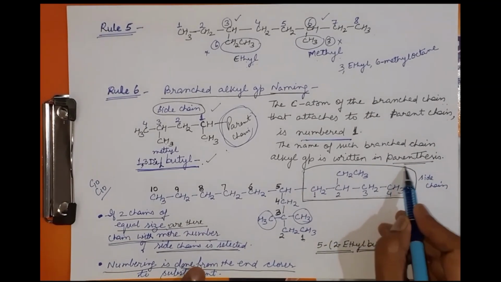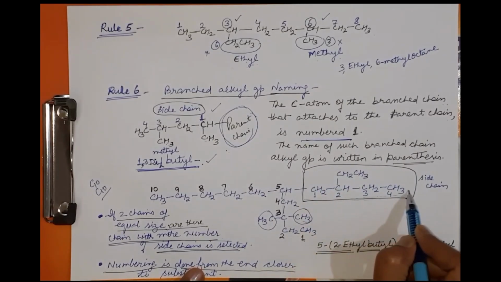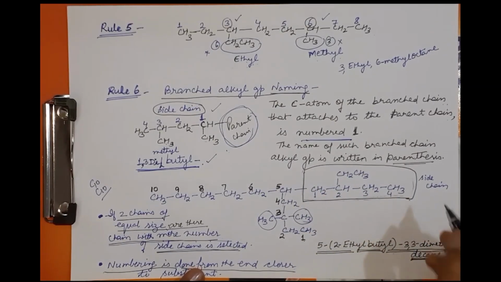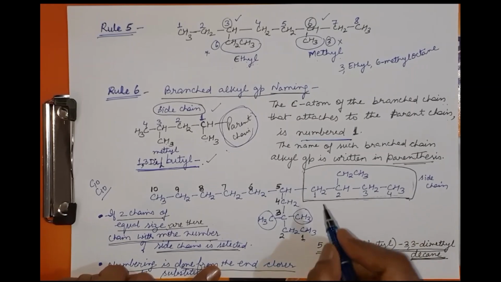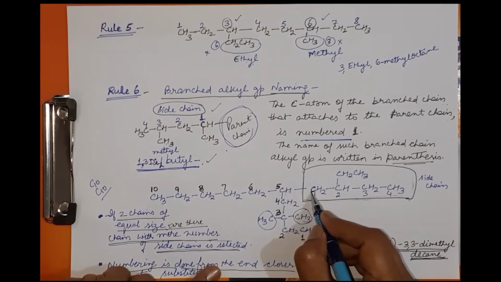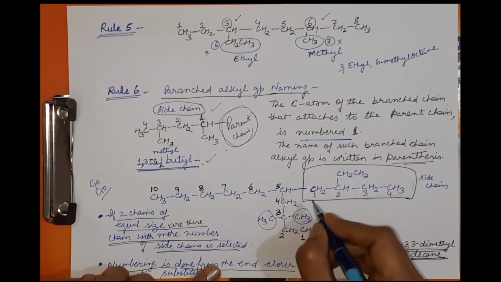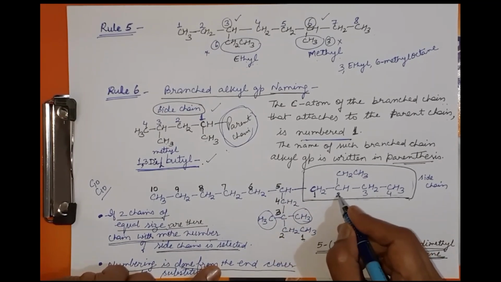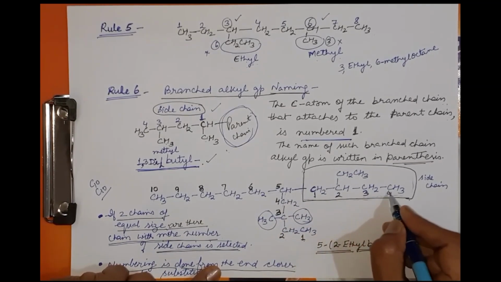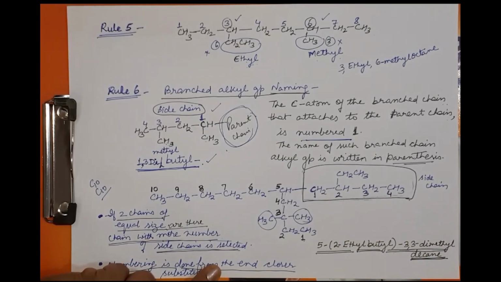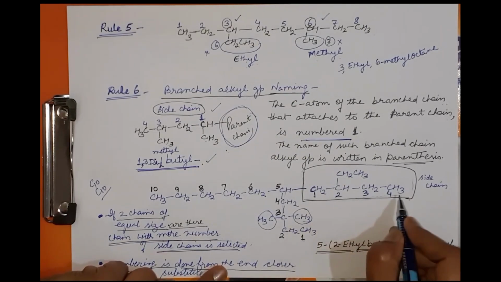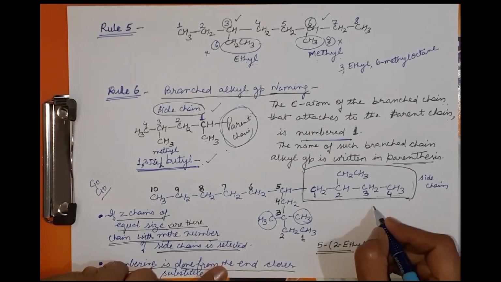Okay, so how will we write the name for this? As we see, this is also a side chain. So first let us write the name for this side chain. This is the carbon which is attached to the parent chain, so this will be given number 1, number 2, number 3, and number 5. Because a 4 carbon chain is there, it will be butyl.